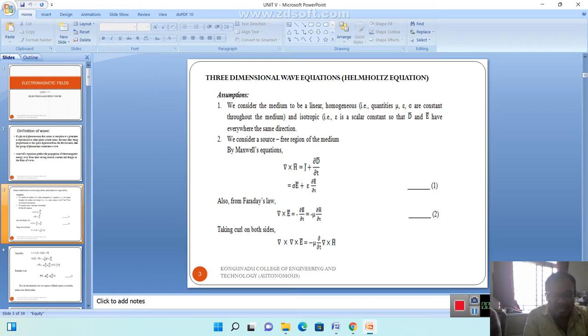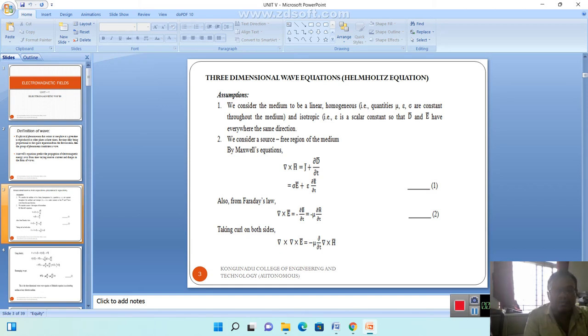Also, from Faraday's law, now we are going to discuss Faraday's law. Del cross E vector. I am going to take the same quantities, because mu, epsilon, sigma are already given, so there are no changes. So del cross E vector is equal to minus dou B vector divided by dou t, that is equal to minus mu into dou H vector divided by dou t. Take this as equation number 2. So del cross E vector is equal to minus dou B vector divided by dou t, or otherwise del cross E vector is equal to minus mu into dou H vector divided by dou t.